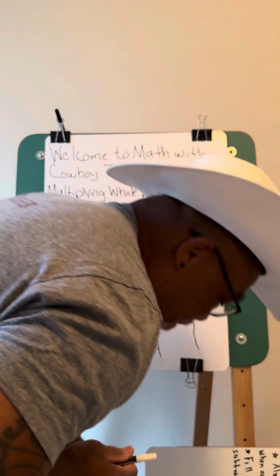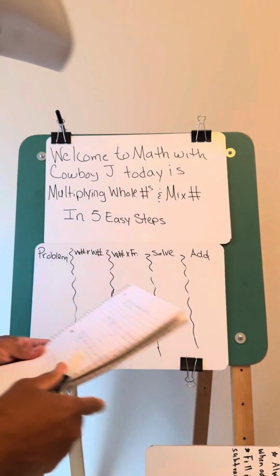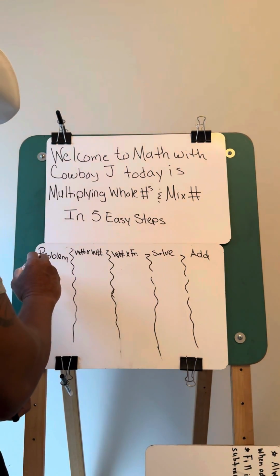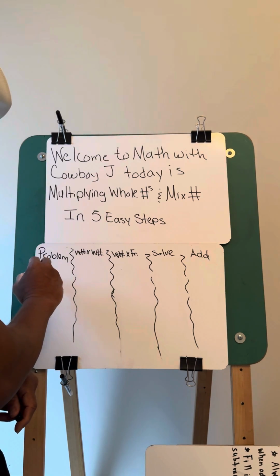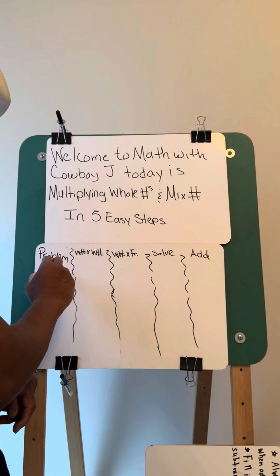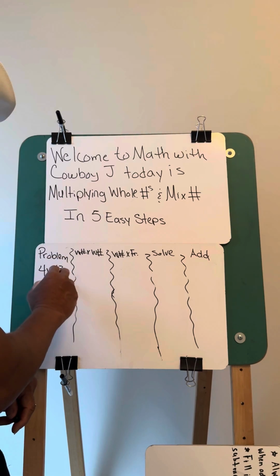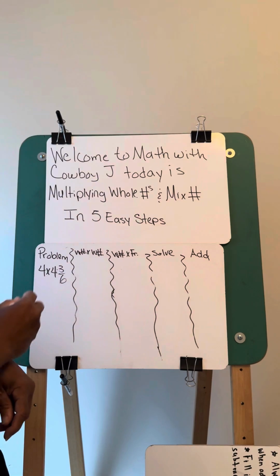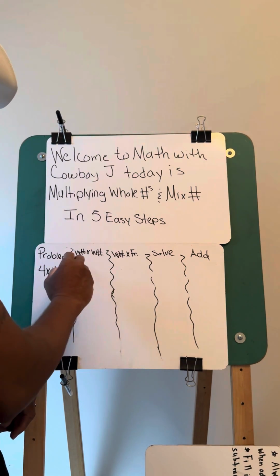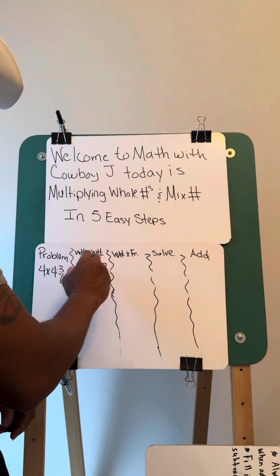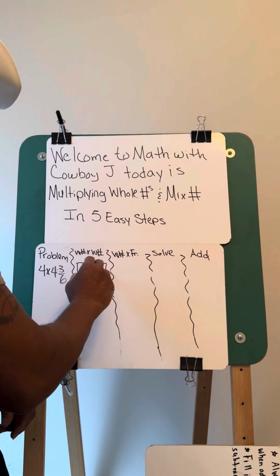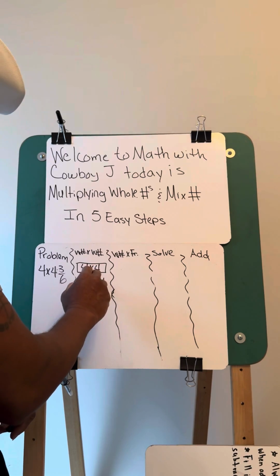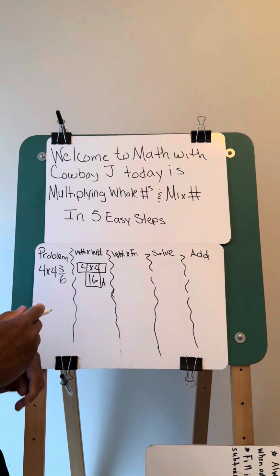So my next problem is 4 times 4 and 3/6. So again, first up are the whole numbers, which in this case is going to be 4 times 4, which I'm going to put in my answer box, which is 16, so I'm done with the whole numbers.